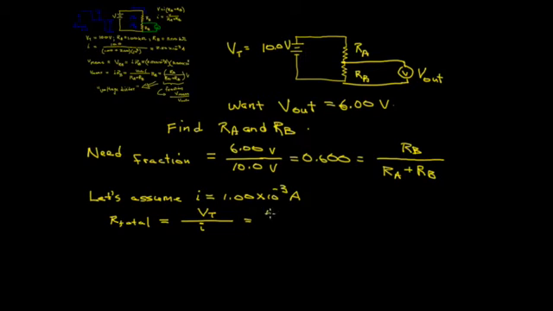Here we have 10 volts at the top of the resistors and 1 times 10 to the minus 3 amps in the denominator. That's numerically equal to 10 kiloohms or 10,000 ohms. So the sum RA plus RB equals 10,000 ohms.